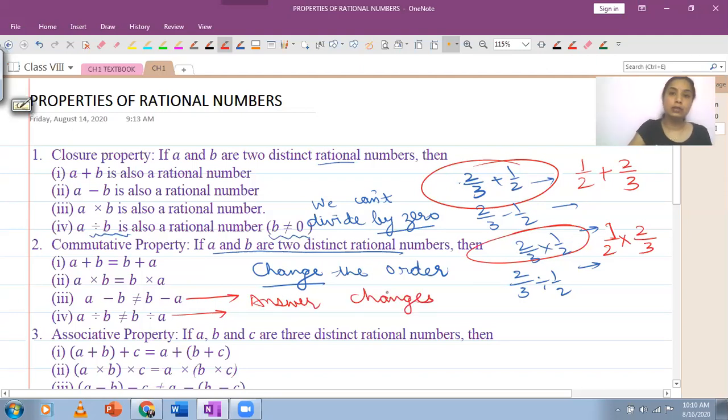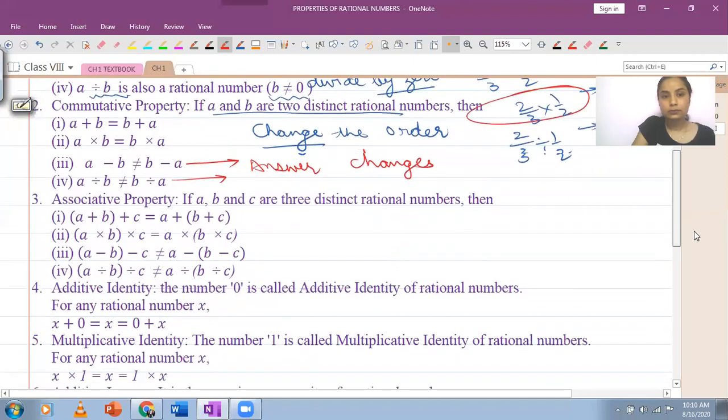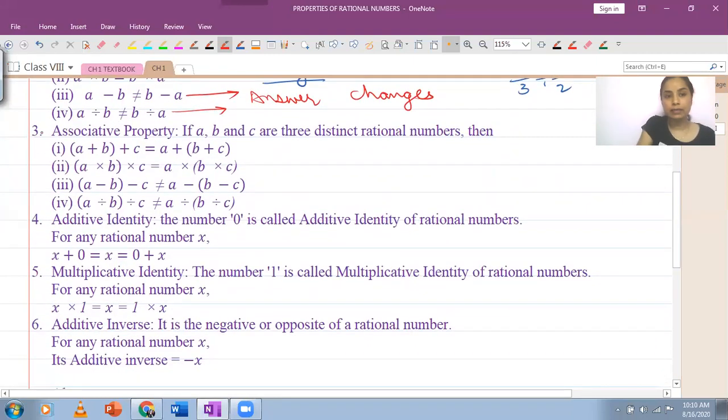इन सब्ट्रैक्शन एंड डिविजन अगर आप ऑर्डर बदल देते हो तो आंसर भी चेंज हो जाएगा. So that means addition and multiplication are commutative, but subtraction and division of rational numbers is not commutative. And then we have associative property. Associative property means when you have more than two numbers. So we are writing down for 3 here.